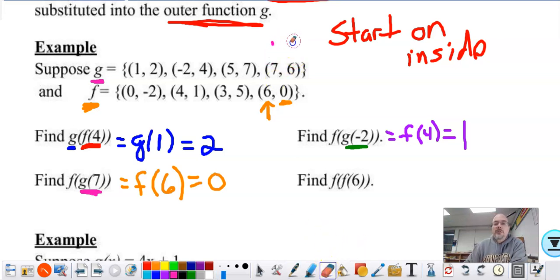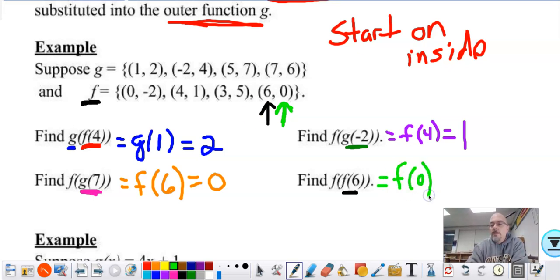All right, let me erase this stuff again, and let's look at the next one. Now the next one, oh, look, it's f of 6. So we're only going to look at F the whole time. We go to F, and we go to 6. Now, I notice, ladies and gentlemen, that the 6's partner is a 0. So I'm going to rewrite this as f of 0 equals, staying with the f, and I go to 0, and I notice its partner is -2, so the answer is -2. Follow the path.